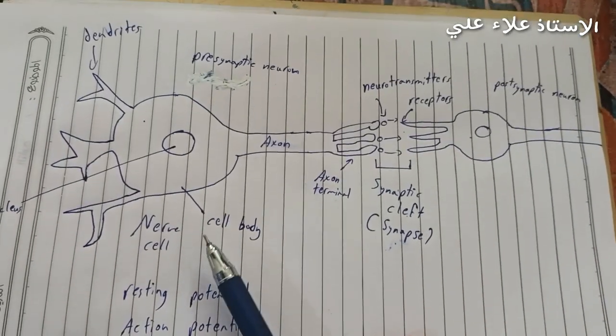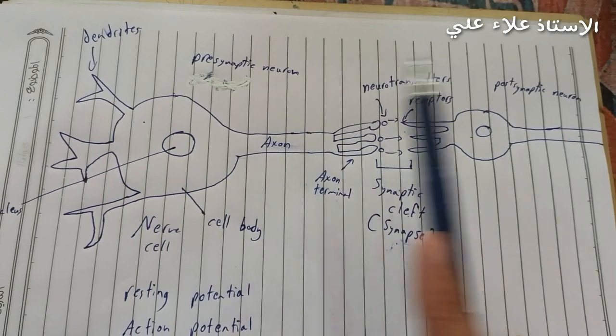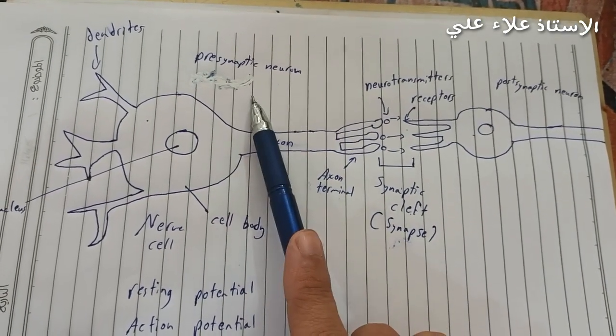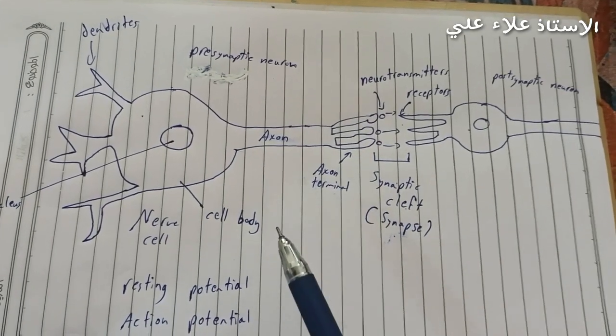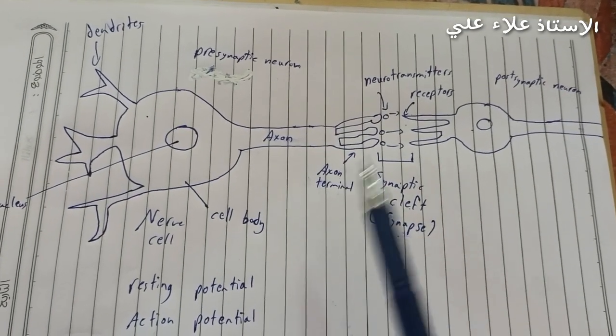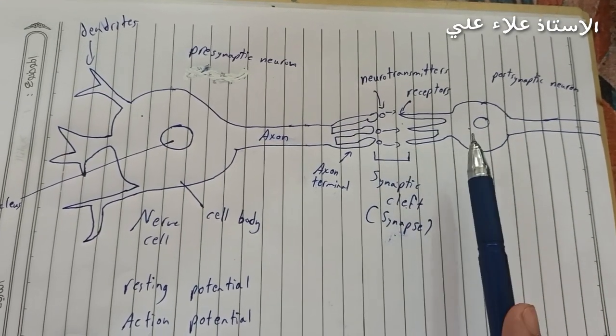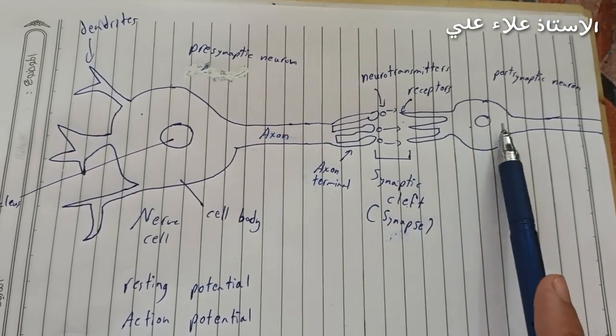So now let's talk a little bit more about the presynaptic neuron and the postsynaptic neuron. So the presynaptic neuron is the neuron that is before the synaptic cleft or the synapse, while the postsynaptic neuron is the neuron which is after the synaptic cleft or the synapse.